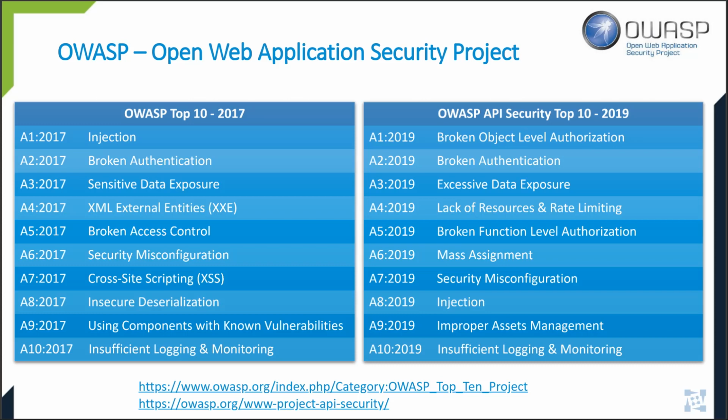There is a new project. It doesn't have perhaps the same level of authority that the top 10 project has, but it's specific to APIs now, because as you've seen, APIs don't remove old security issues, but they're adding a whole new set. And so there's a new OWASP API Security top 10 list, and you see that number one becomes broken object level authorization, and then we have broken authentication, we have excessive data exposure, we have lack of resources and rate limiting, we have broken function level authorization.